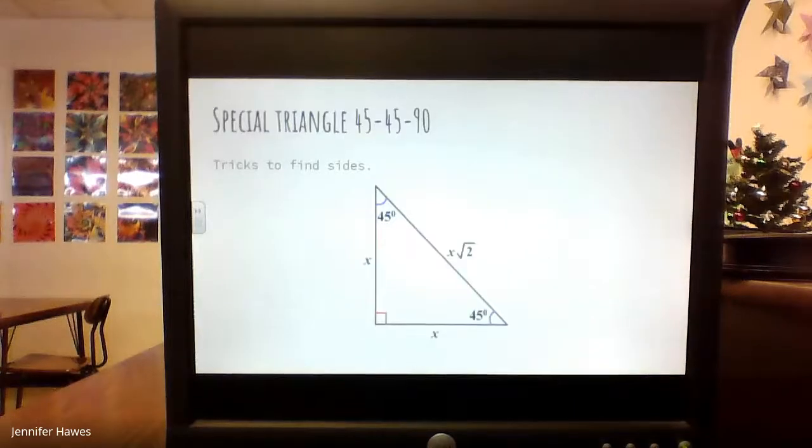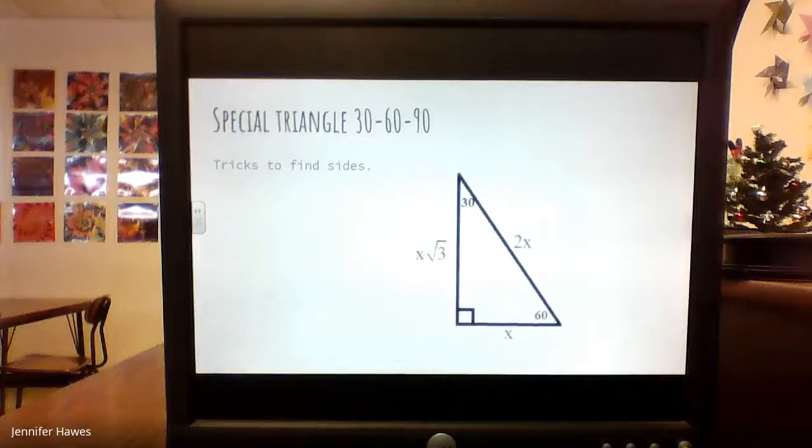Then we moved on to some special triangles. Special triangles, well, I knew all the angles, and one side. Could I find the other two? Sure, I had these little tricks here. So we had a 45, 45, 90, and then we had a 30, 60, 90. Again, I knew all the angles, I just didn't know the sides. I just knew one. So I had little tricks.